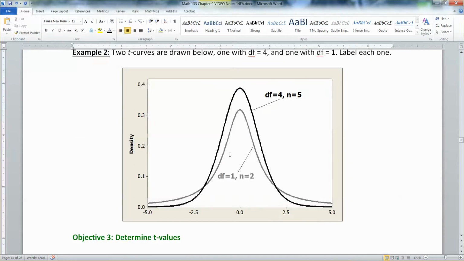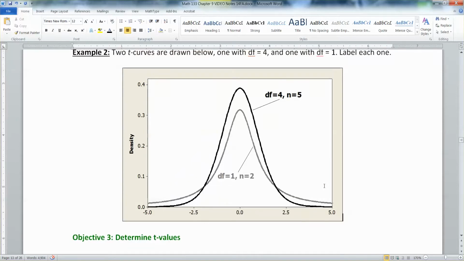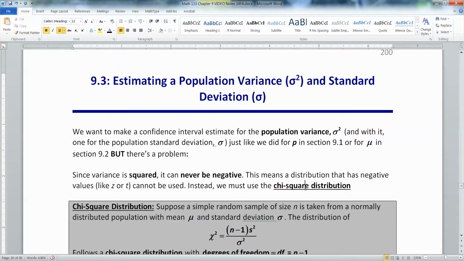There, right here is the t distribution. And you can see half the values are on the negative side for the t distribution. That's not going to be any good to us in a distribution for the variance, because the variance has to be always positive. All right, so we're going to need a new distribution for variance. Let me flip back to the page. There it is. And it's called the chi-square distribution.